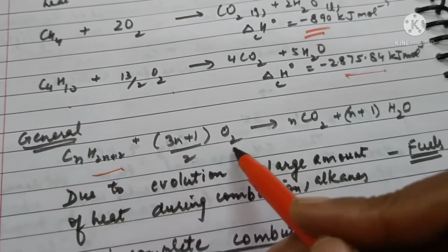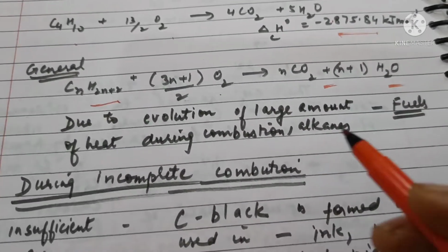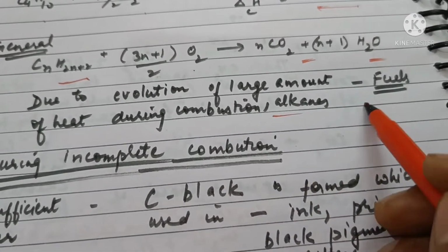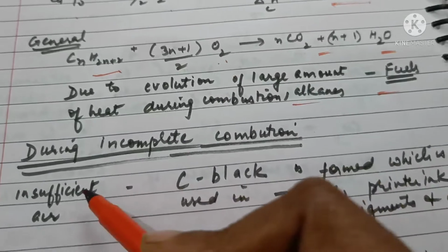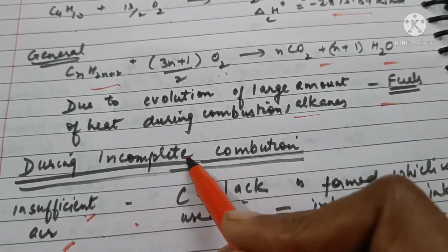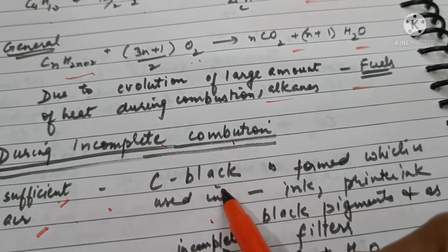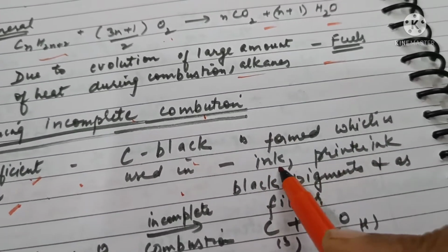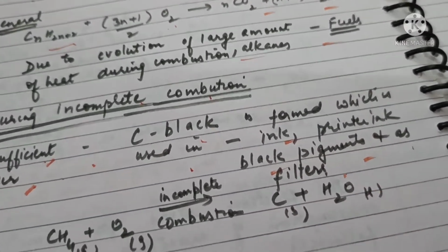All alkanes react with oxygen to form carbon dioxide and water. Due to evolution of a large amount of heat, they are used as fuels. But if oxygen is in insufficient amount, then incomplete combustion occurs and carbon black is formed. This is a useful product. It's used in manufacture of ink, printer ink, black pigments, and as fillers.